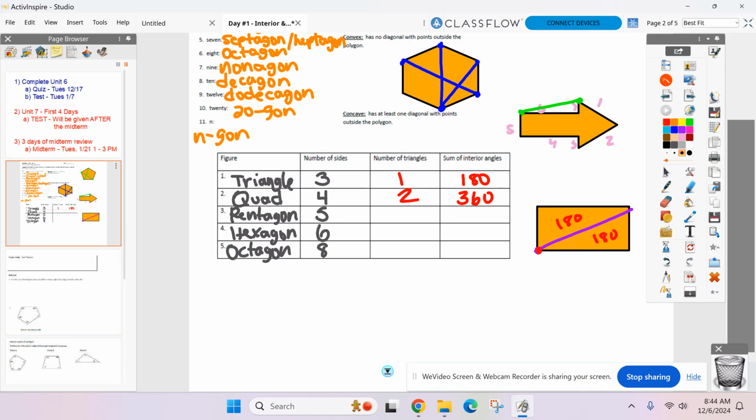Quick comparison in your group before I call on some people here.